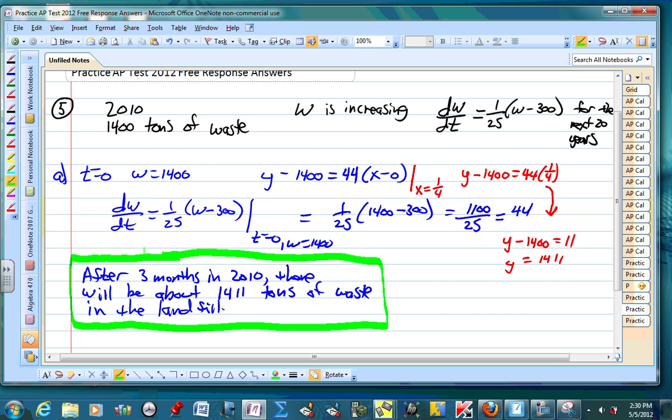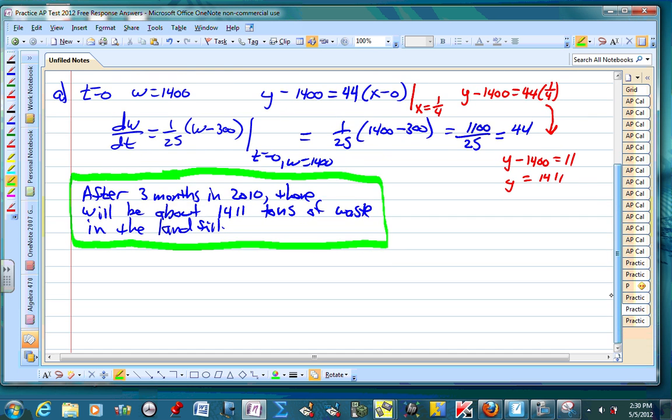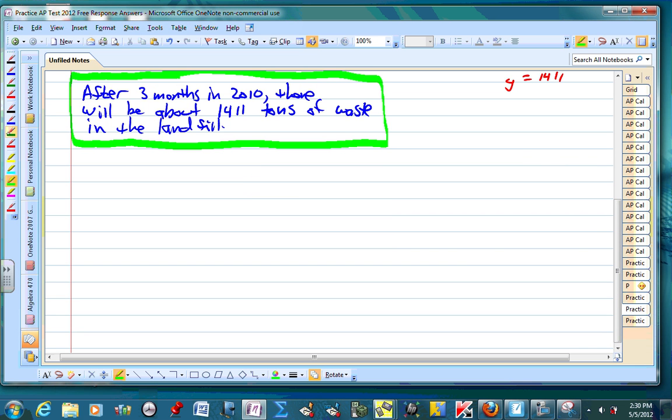Okay, now let's go to part B. See what they're asking us. They're asking us to find the second derivative of W with respect to t, and then use this to determine if our estimate in part A was an underestimate or an overestimate. So let's start by finding the second derivative. Let's just review what the first derivative was. dW/dt was 1/25 times the quantity W minus 300.